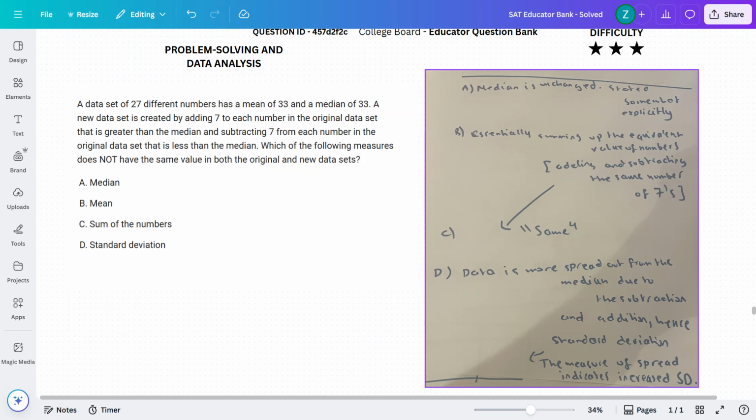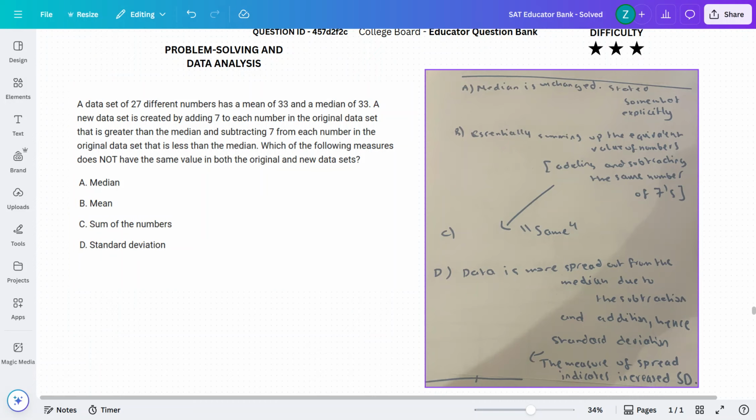Now standard deviation is where our data set changes in a way. The data is more spread out from the median due to the subtraction and addition. Obviously, the numbers to the right of the median get further away from the median, they're more spread out, and numbers to the left that are smaller than the median get smaller and move away from the median. They get even smaller than the numbers that were already originally spread out.